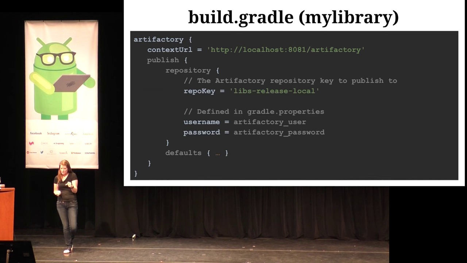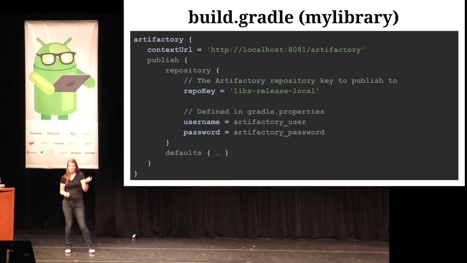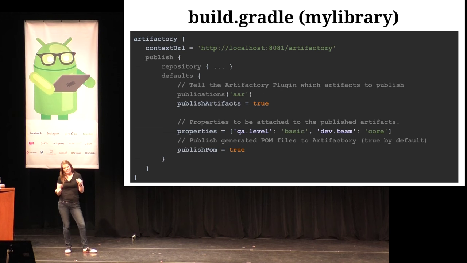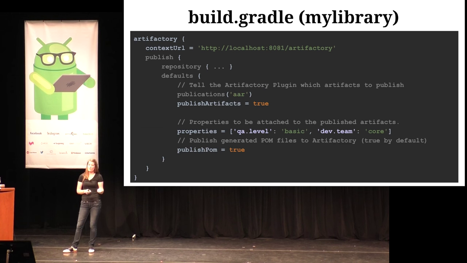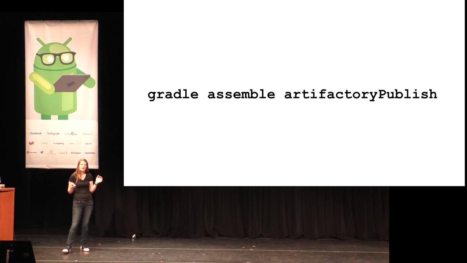In the repository section, you set the repo key, which sounds really intense, but it's just the file path that you want things to be published under. And then you would submit your authentication, which you can define in gradle.properties, so you don't have to check that in. Now, moving on to the defaults task, then you just say, okay, I want you to publish the AAR. I want you to really publish it, so set publish artifacts to true. And then you set some properties to be attached to your artifact. So it's kind of like a lot of setup with Artifactory.